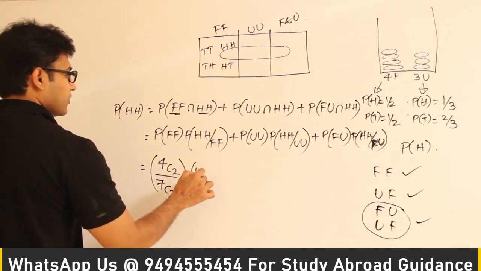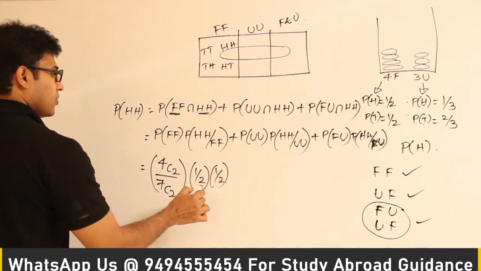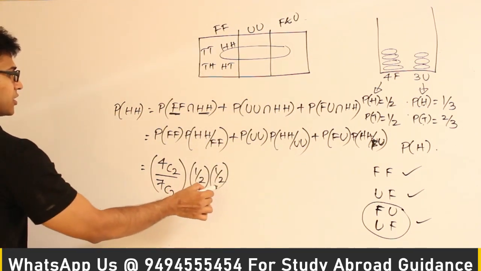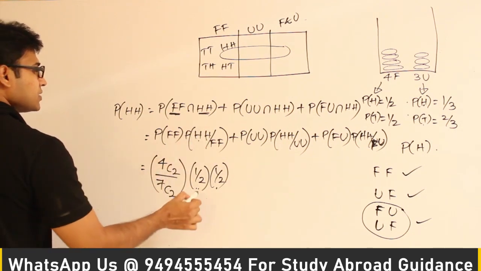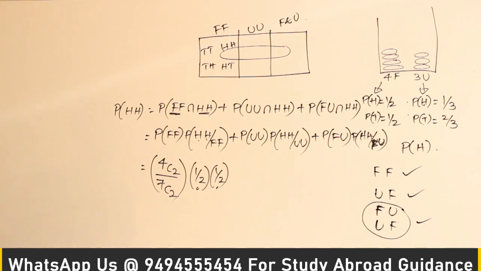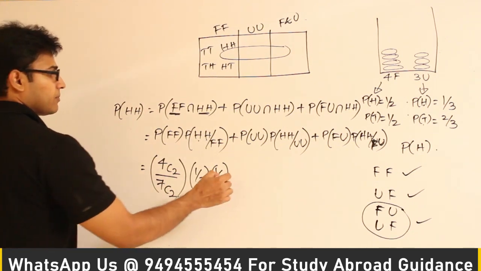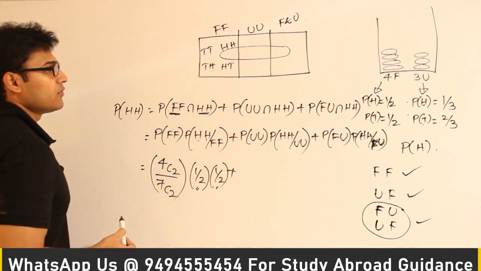From one fair coin we get 1/2 and from the other fair coin we get 1/2. I hope you understood how I wrote it, because these two are independent events. Probability of getting heads is equal to probability of getting head times probability of getting head, because when I toss two coins they are actually independent events. That is why I am multiplying it. Plus probability of getting two unfair coins.